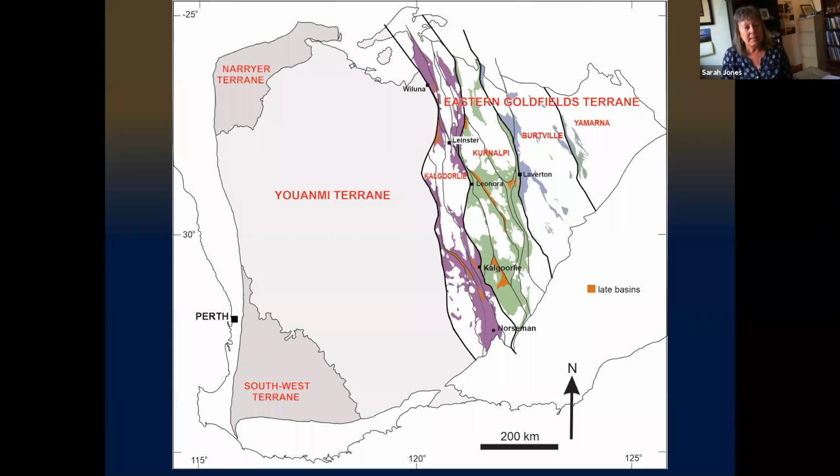But recent studies, particularly stratigraphic studies, suggest that perhaps a terrane accretion model is not the best way to describe the development of the Eastern Goldfields.